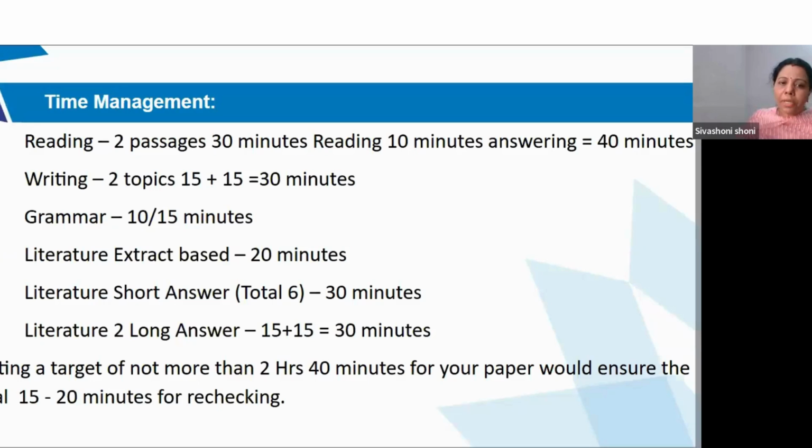When it comes to literature short answers, as I told you, your answer is the precise one, so you have to save time. Six questions in 30 minutes, for each question not more than 5 minutes. Literature long answer questions carry the maximum weightage, so give a little more time to that: 15 minutes for thinking of everything, identifying the type of question, and then thinking about the proportion.